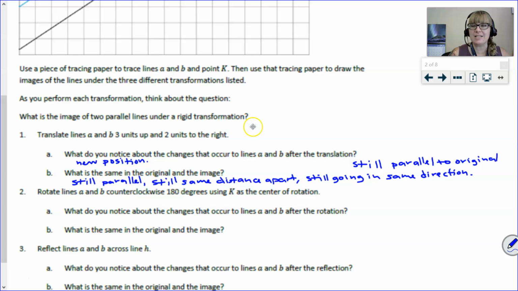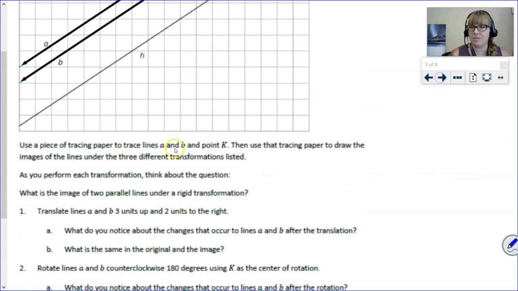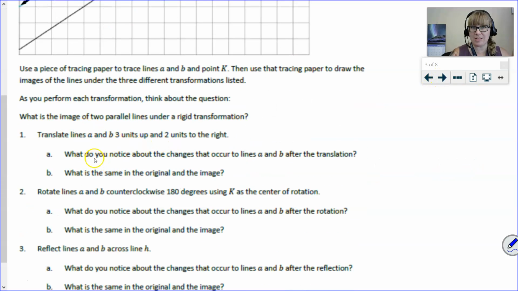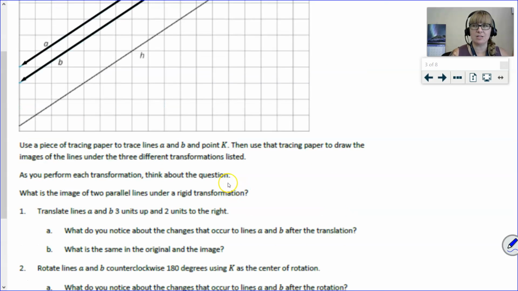Now, let's take a look at the next one, which I'm going to do on a new slide, but now we're going to rotate lines A and B. So again, the notes that I wrote for translate just disappeared. It's because I'm on a new slide so that I can do this rotation. It says rotate lines A and B counterclockwise 180 degrees using K as the center.